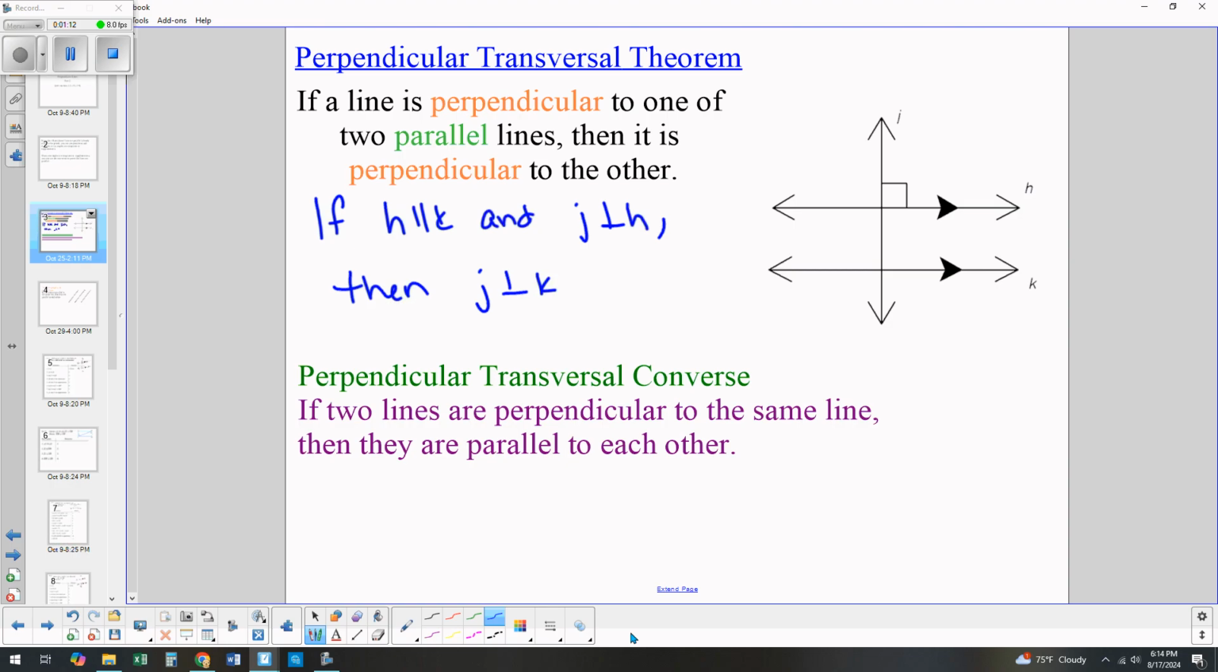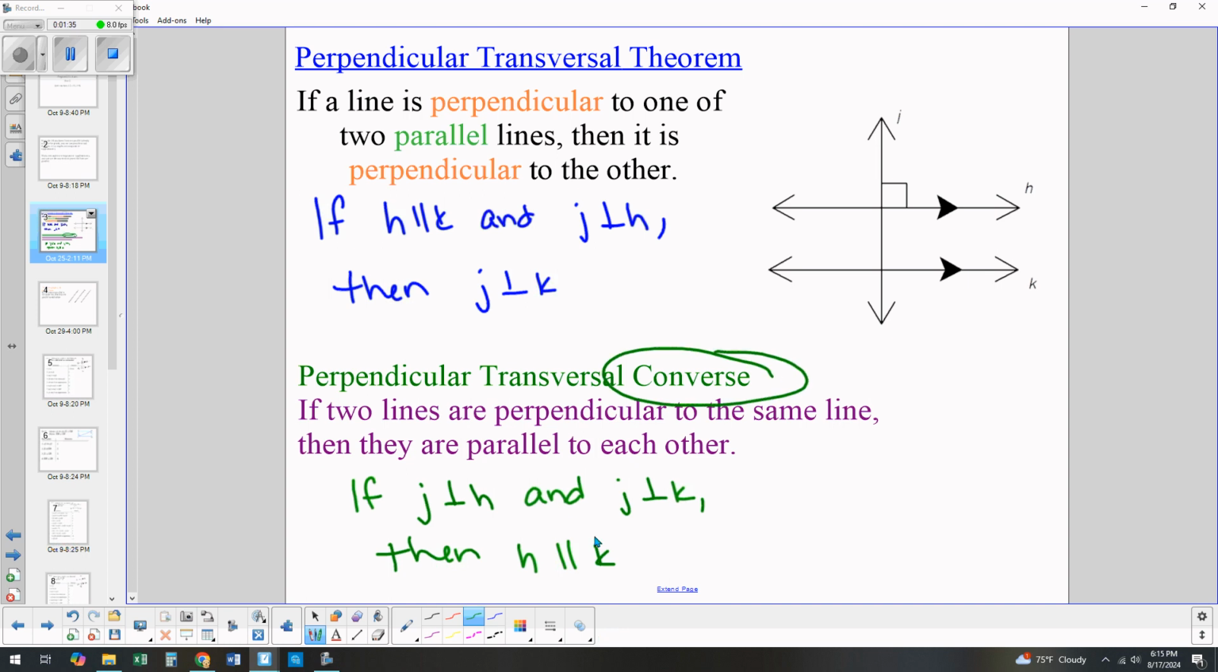The converse is going to say if two lines are perpendicular to the same line, they're parallel to each other. So in this case, if I knew that J was perpendicular to H and I knew J was perpendicular to K, then I can say that H is parallel to K. So what's nice here is we're still using the converse to make a statement about lines being parallel.